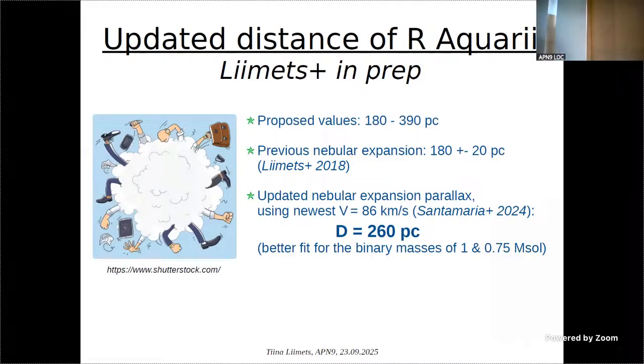So our team has favored the expansion parallax of the nebula. I know it was mentioned yesterday that it is not reliable, but I will confirm that in this case it can be. So previously we considered the distance 180 parsecs.